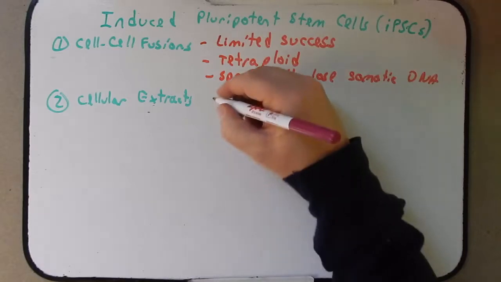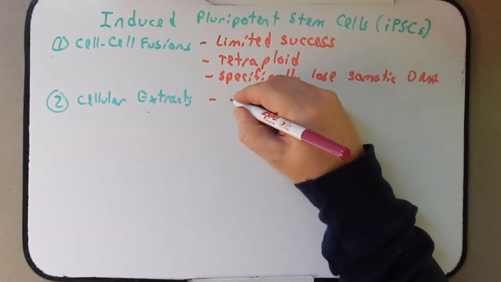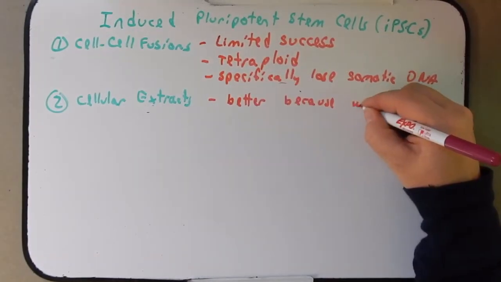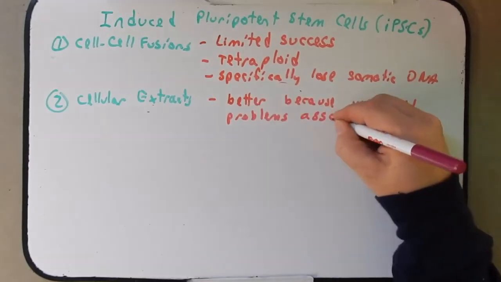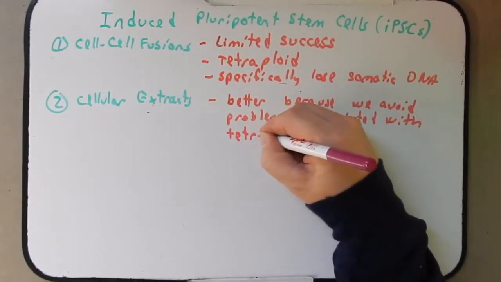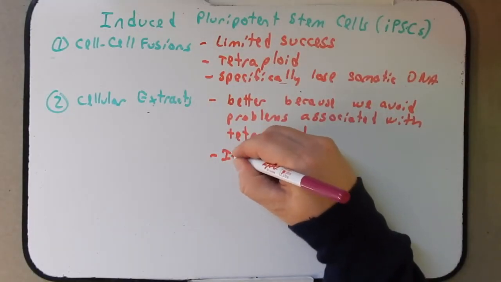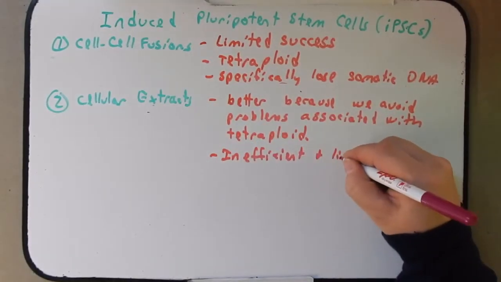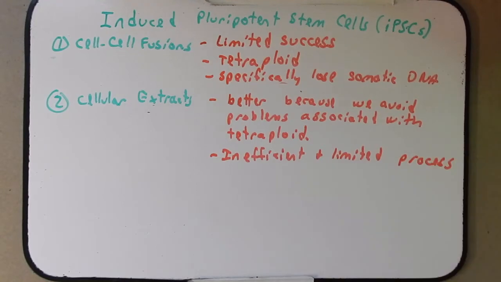Now, using the cellular extracts that we just talked about, these are a little better because we avoid problems associated with creating that tetraploid. However, it's still a very inefficient and limited process. And they don't differentiate to the extent that would be useful in a clinical setting. But this new technique that we're going to spend the rest of the time talking about, called induced pluripotent stem cells. So let's talk about those more specifically.